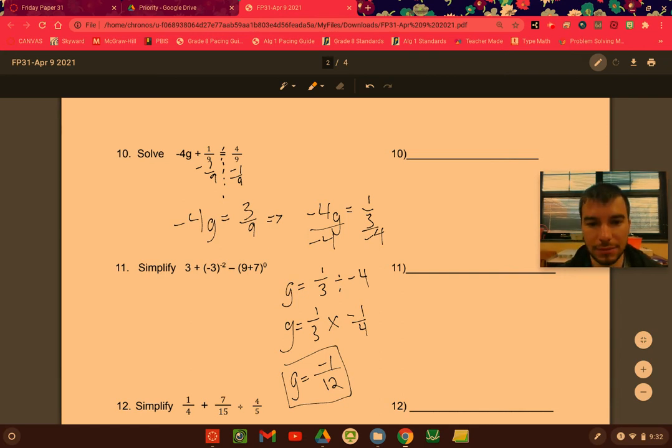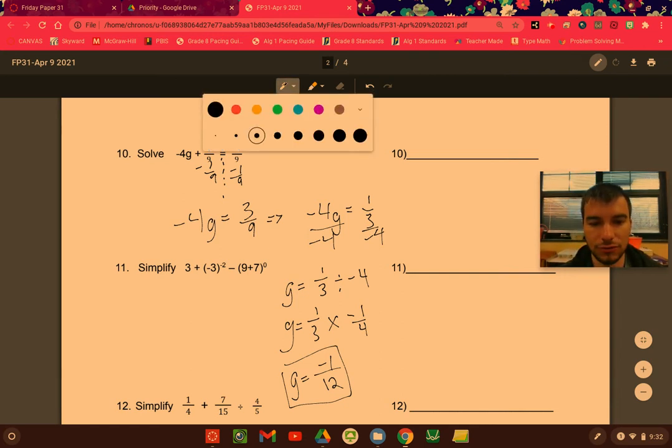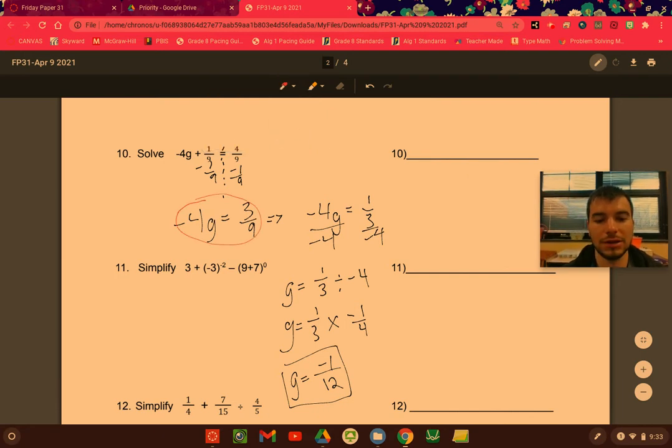So here, I'll see if I can make mine a different color. Mine's going to be over here. So again, mine would have been the exact same way. So I'm actually just going to pick this guy up and move him over here for my work. So we're at negative, I guess I should do this one right here, but it's the same thing. So I'm going to have negative 4g is equal to 1/3.